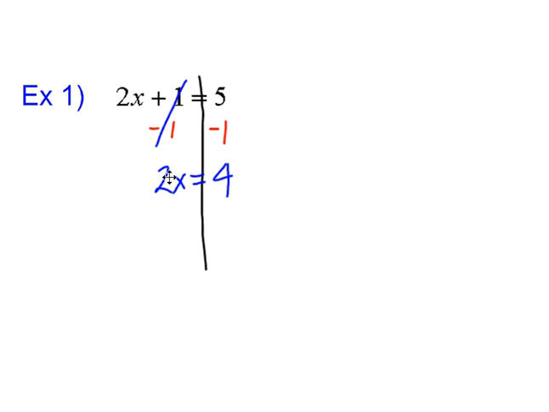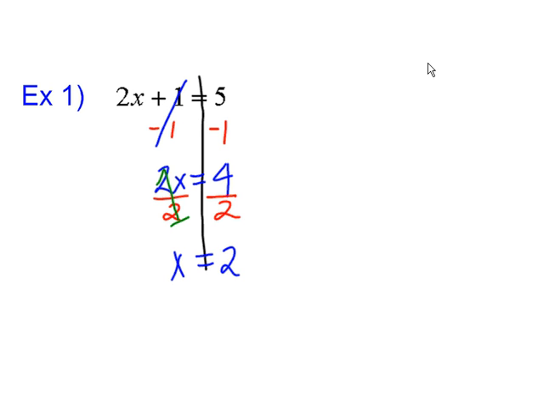Now we deal with the coefficient with the variable, which is 2. Since this is multiplied times 2, the inverse is dividing by 2. And what we do to one side, we do to the other. This causes us to create a big giant 1 here. So we have 1 times x, and 1 times x is just x, and 4 divided by 2 is 2.